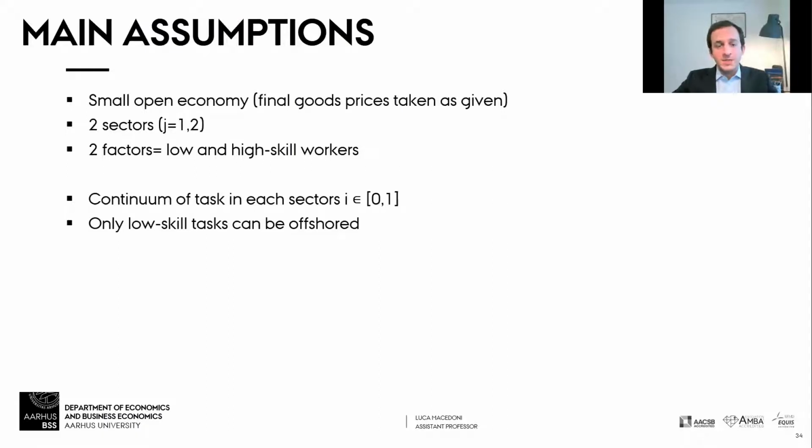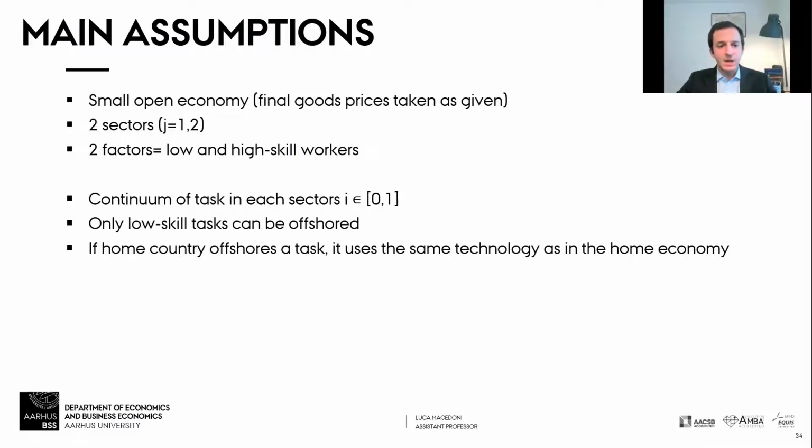Now, we can assume that also high skilled tasks can be offshored, but for this exercise, we're not going to do so. Now, if the home economy offshores a task, the technology that it uses abroad is going to be the same as the one that it uses at home. Okay. So there's going to be a labor requirement for unskilled labor, A_L of J in sector J. Okay. And we're also going to assume that the wage is going to be lower abroad than it is at home.